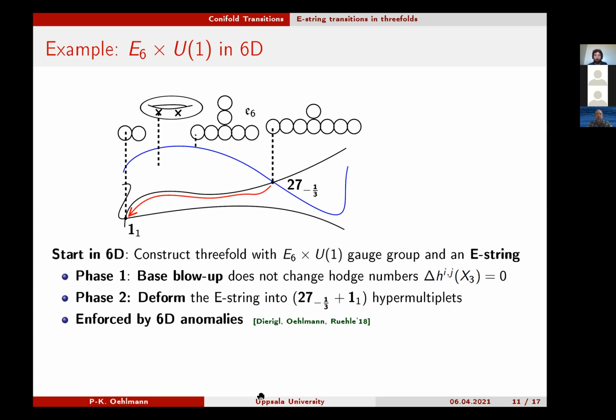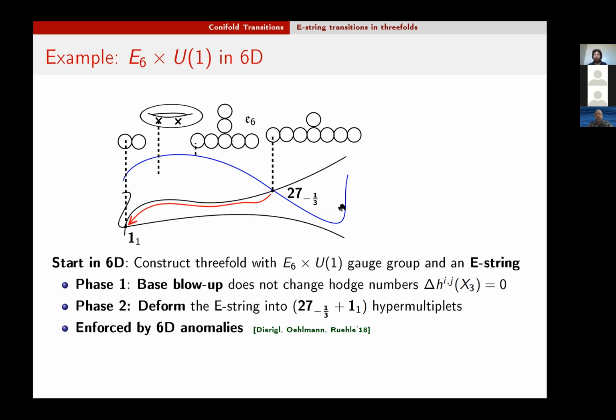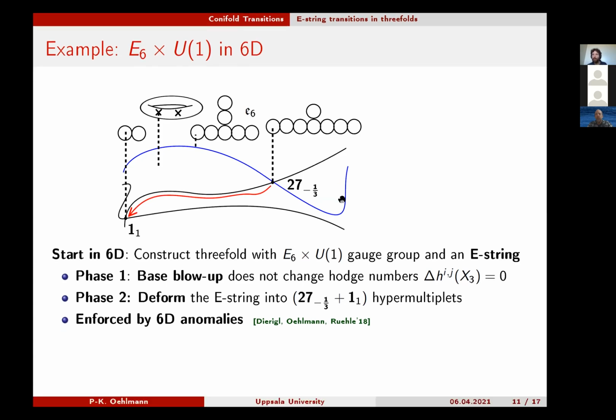Yeah. Quick question, is this really an E6 cross U1 mod Z3 global structure group? Oh yeah, that's right. That's correct. Right. Absolutely. Yeah, good question. And so this is, yeah, precisely. So this is what you have.